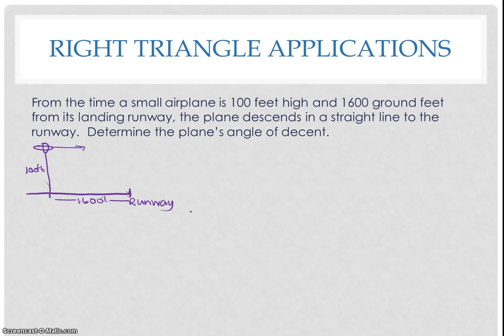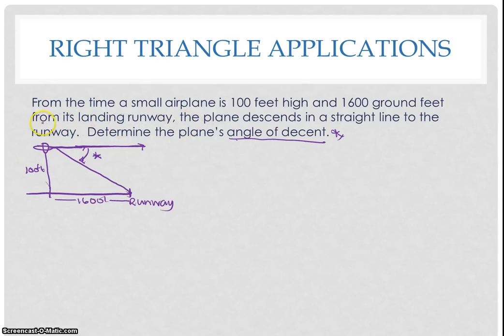And the plane descends in a straight line to the runway. So at this point, if the plane were to go downward in a straight line towards the runway, determine the plane's angle of descent. So if the plane is going straight in this level, the angle of descent is the line parallel to the ground up in the sky down towards the path. I'm going to label with a star. It's my angle of descent.